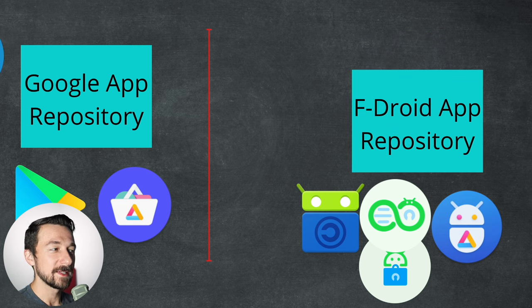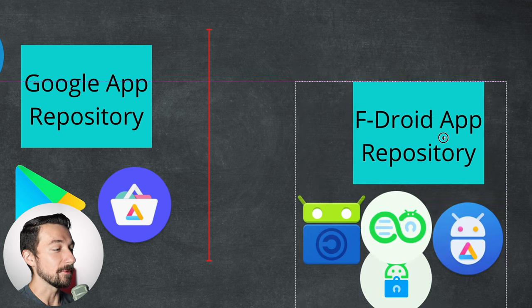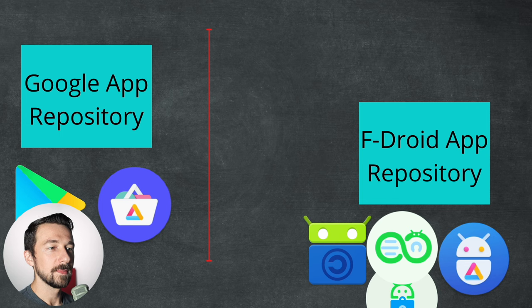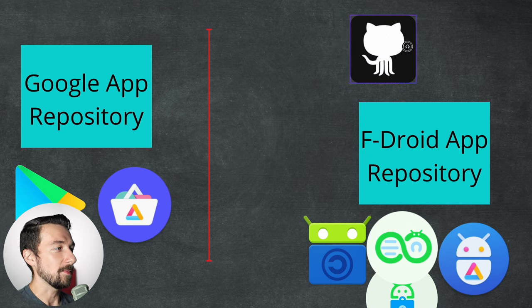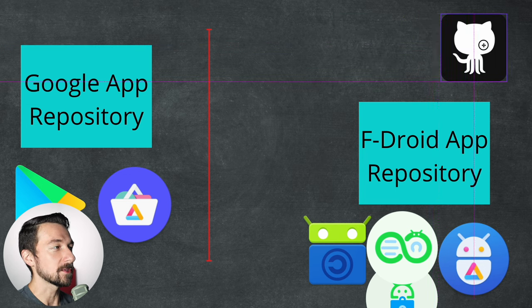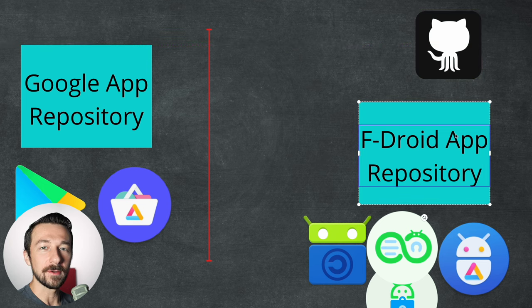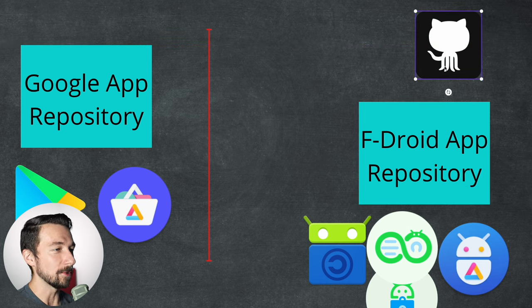For an app to be present in the F-Droid app repository, it needs to be FOSS, which stands for Free and Open Source Software. This means their source code must be publicly available, and a popular place for a majority of apps to host their source code is GitHub. So any apps that are in the F-Droid app repository, their source code is going to be somewhere publicly available.